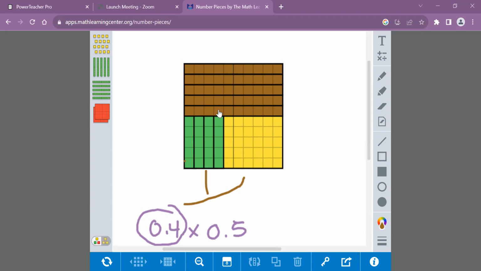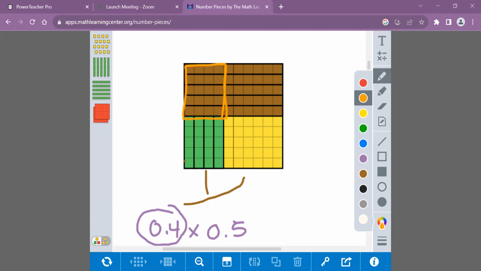Cool. Now to find the answer, we're looking where they overlap, which is right here. This is where they cross. And then we're just counting how many of those hundredths we have, because they're the little squares. So 1, 2, 3, 4, 5, 6, 7, 8, 9, 10, 11, 12, 13, 14, 15, 16, 17, 18, 19, 20. So I have 20 hundredths.